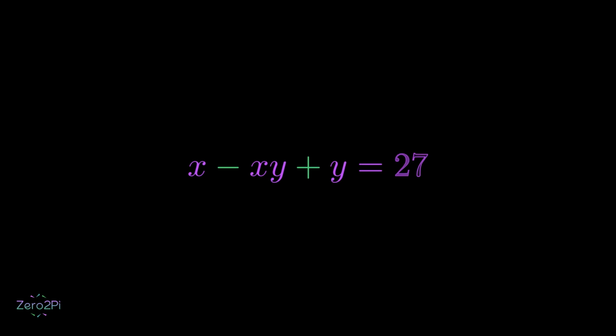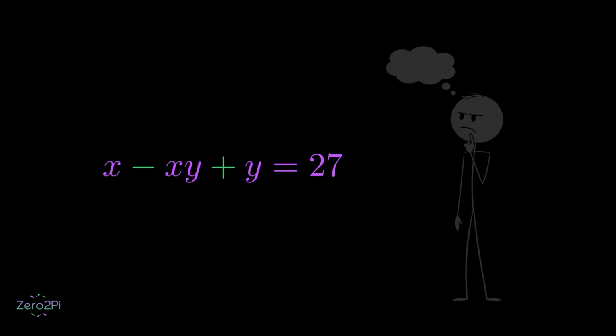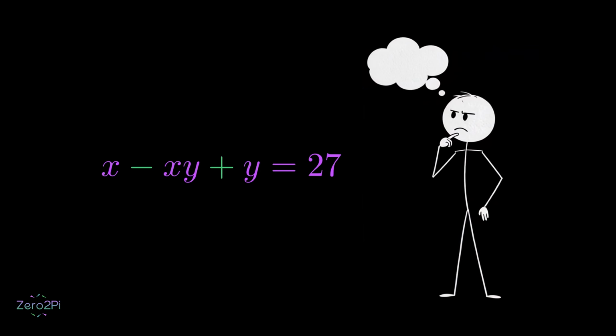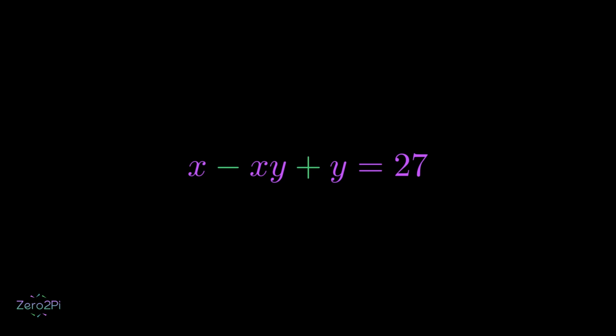Today we have an equation: x minus xy plus y equals 27, and we have to find x plus y. Now you might be wondering what's special about this linear equation. It looks like your typical algebra problem, which we can literally solve in just a few steps.